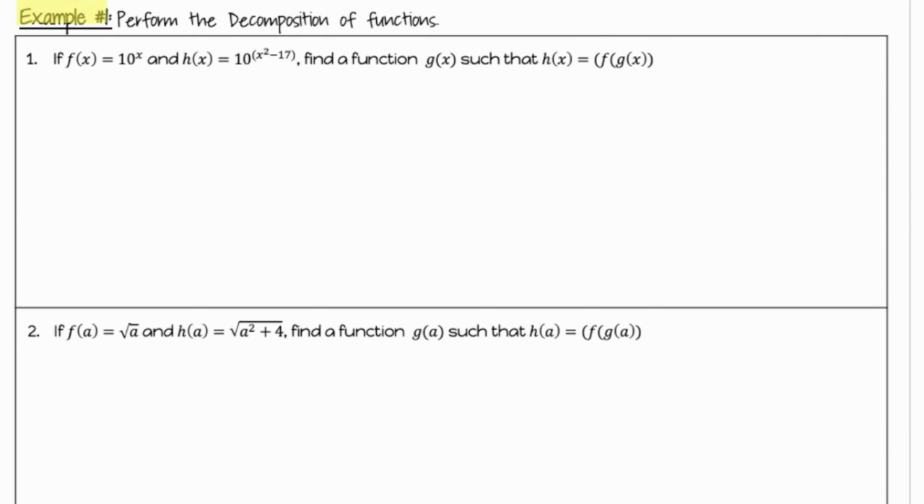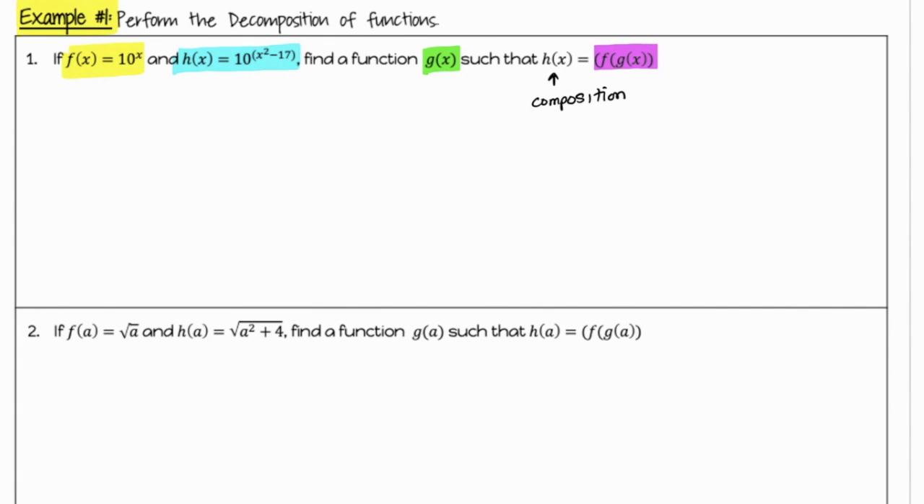In example 1, what we are doing is we're going to be performing a decomposition of functions. So we have, if f of x is equal to 10 to the x power and h of x is equal to 10 to the x squared minus 17 power, find a function g of x such that h of x is equal to the composition f composed of g of x. So let's just think about this. We have a function h of x. That function is the composition piece. And that composition piece comes from us doing f composed of g of x.